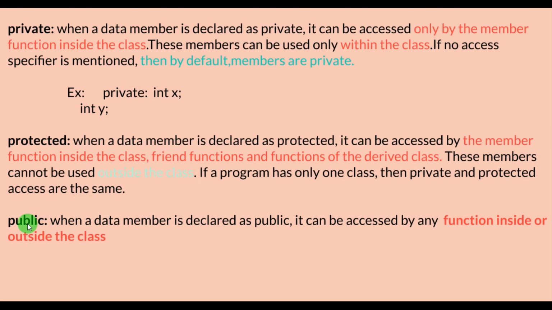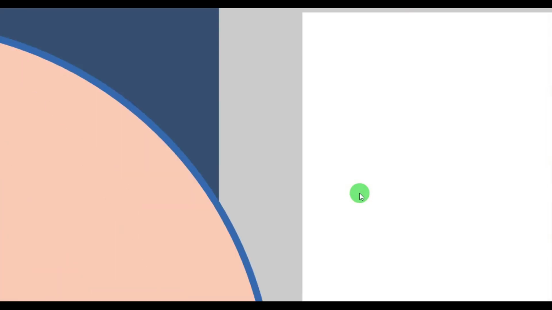Next is the public access specifier. When a data member is declared as public, it can be accessed by any function inside or outside the class. Whichever data members and member functions are declared under the public access specifier, those data members and member functions can be used inside or outside the class. This is about the access specifiers, and remember, note down the points highlighted in red color, please note them down.